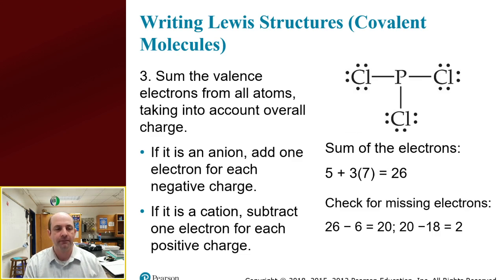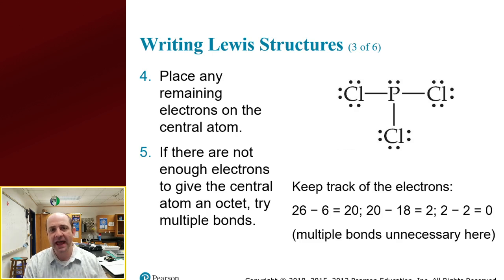Where are they? What do we do with them? Well, that's step 4. If there are any missing electrons that we have to add in, put them on the central atom in pairs. We needed 2, so the 2 go together right there on top. And now for step 5, and this is the key word here: if. If the central atom does not have an octet, then we'll try moving electron pairs from the outer atoms to make a double bond or a triple bond or whatever. But we look at this phosphorus and say, 2, 4, 6, 8, there are 8 electrons around it, it has an octet, so we don't need to do anything with double bonds.